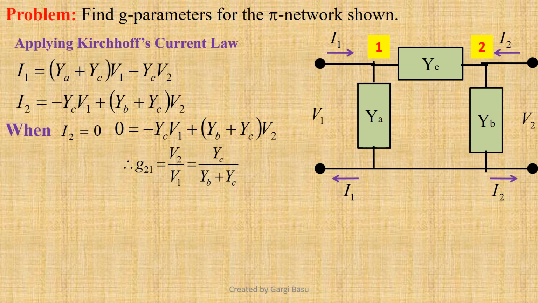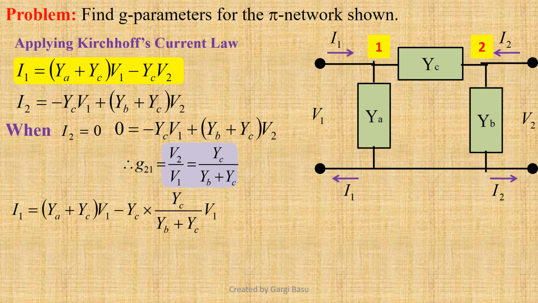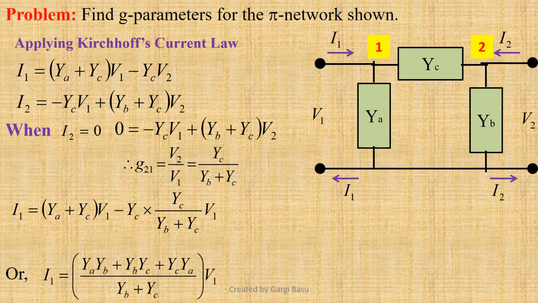Using this relation from equation number 1, we can write I1 equals (YA plus YC) into V1 minus YC into YC by (YB plus YC) into V1. Therefore, we can write I1 equals (YA YB plus YB YC plus YC YA) divided by (YB plus YC) into V1. We get G11 equals I1 by V1 equals (YA YB plus YB YC plus YC YA) divided by (YB plus YC).